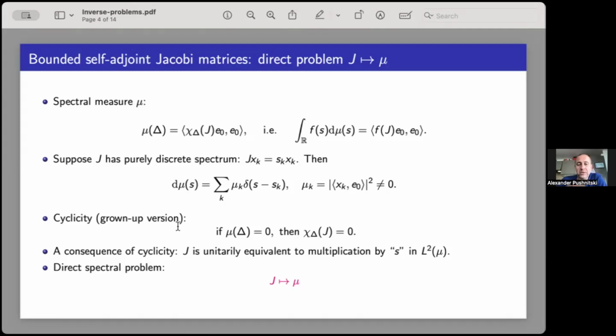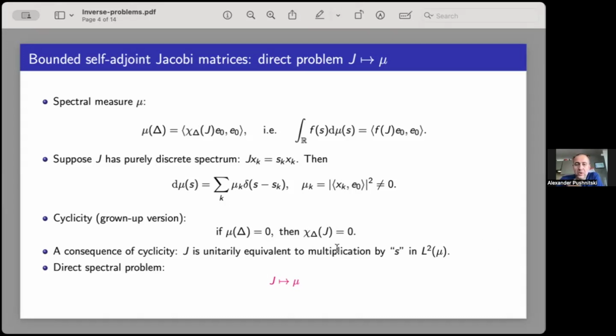Now, so cyclicity, the grown-up version of cyclicity, if we don't want to assume any particular point spectrum, if it's just a general spectrum, then the proper version of spectral cyclicity can be phrased like this: if this measure vanishes on some interval, that means that the whole of this operator also vanishes. In other words, there is no spectrum on this interval delta. So by taking this inner product, we are not missing any part of the spectrum.